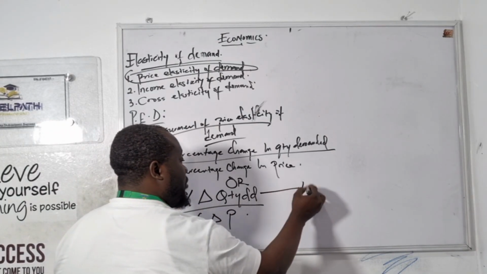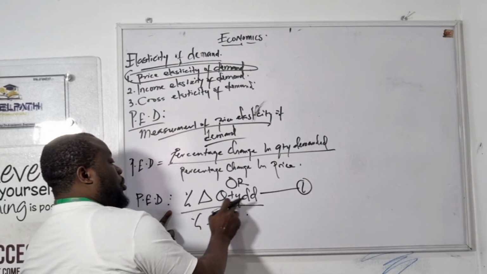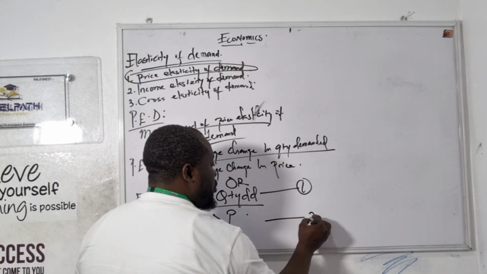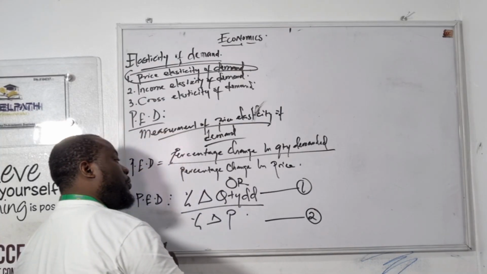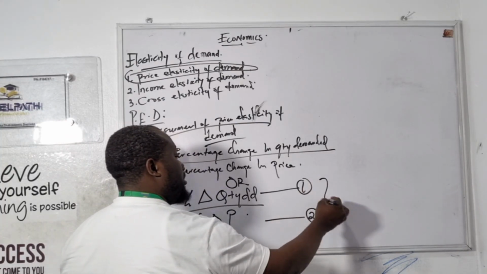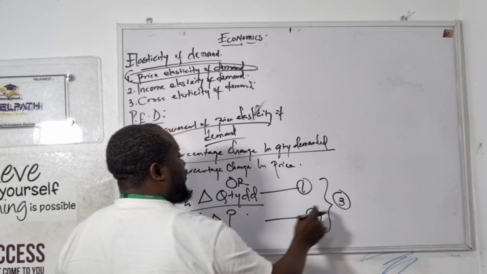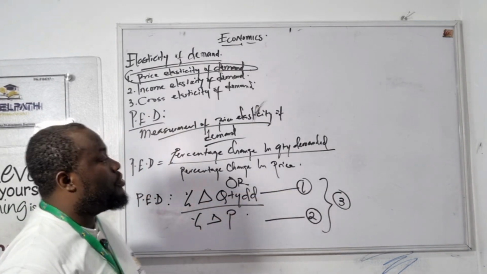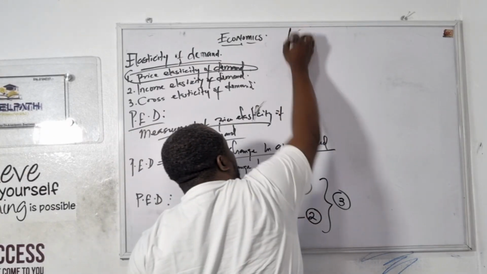The first step is to calculate what? Percentage change in quantity demanded. Step 2 is to calculate your percentage change in price. Step 3 is to divide what you have gotten in step 1 by what you have gotten in step 2. I know you are confused. Let me explain.